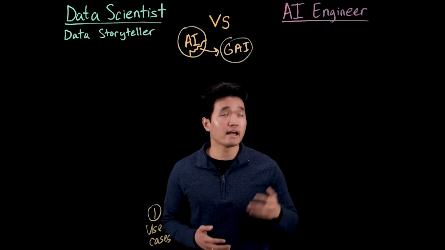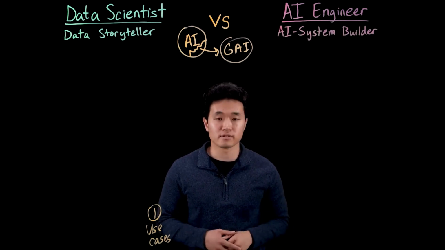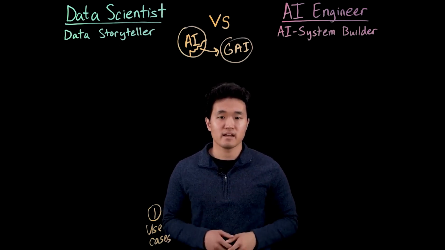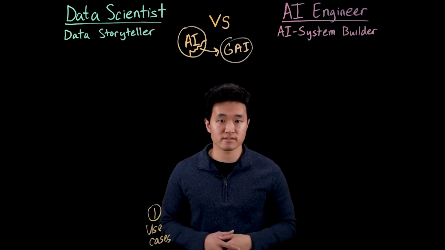On the other hand, think of an AI engineer as an AI system builder. They use foundation models to build generative AI systems that help to transform business processes.